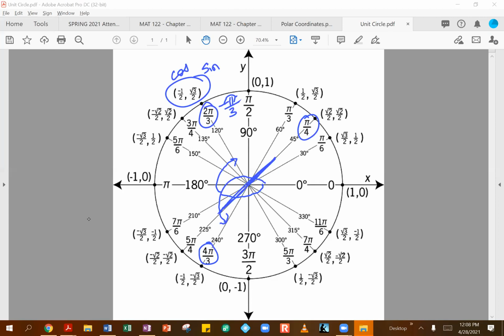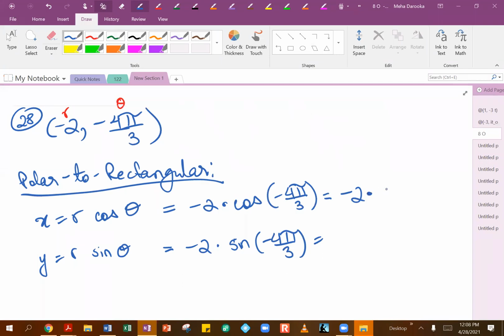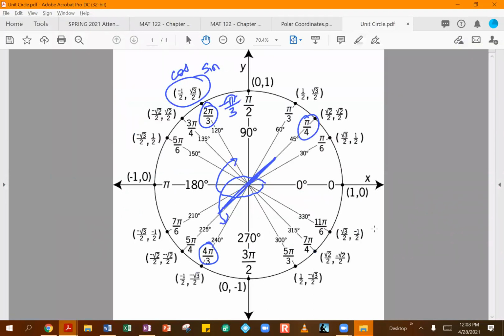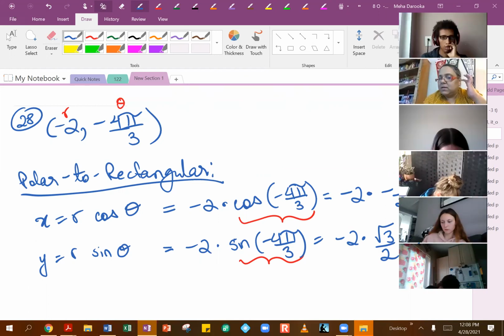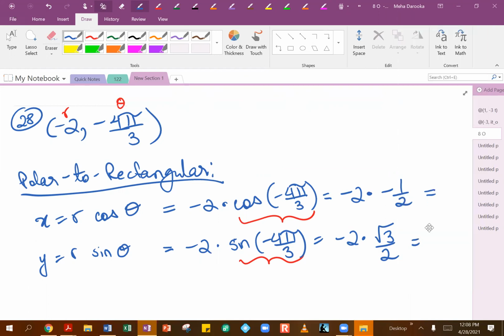So cosine is negative 1/2. This will now become negative 2 times negative 1/2, which is the value for our cosine function. Same thing we'll do for the sine function. This will again be negative 2, which is our r value, and then sine is square root of 3 over 2. So this guy becomes square root of 3 over 2. What is your final answer for the x and the y value over here, guys? Let me see what you come up with when you simplify this.